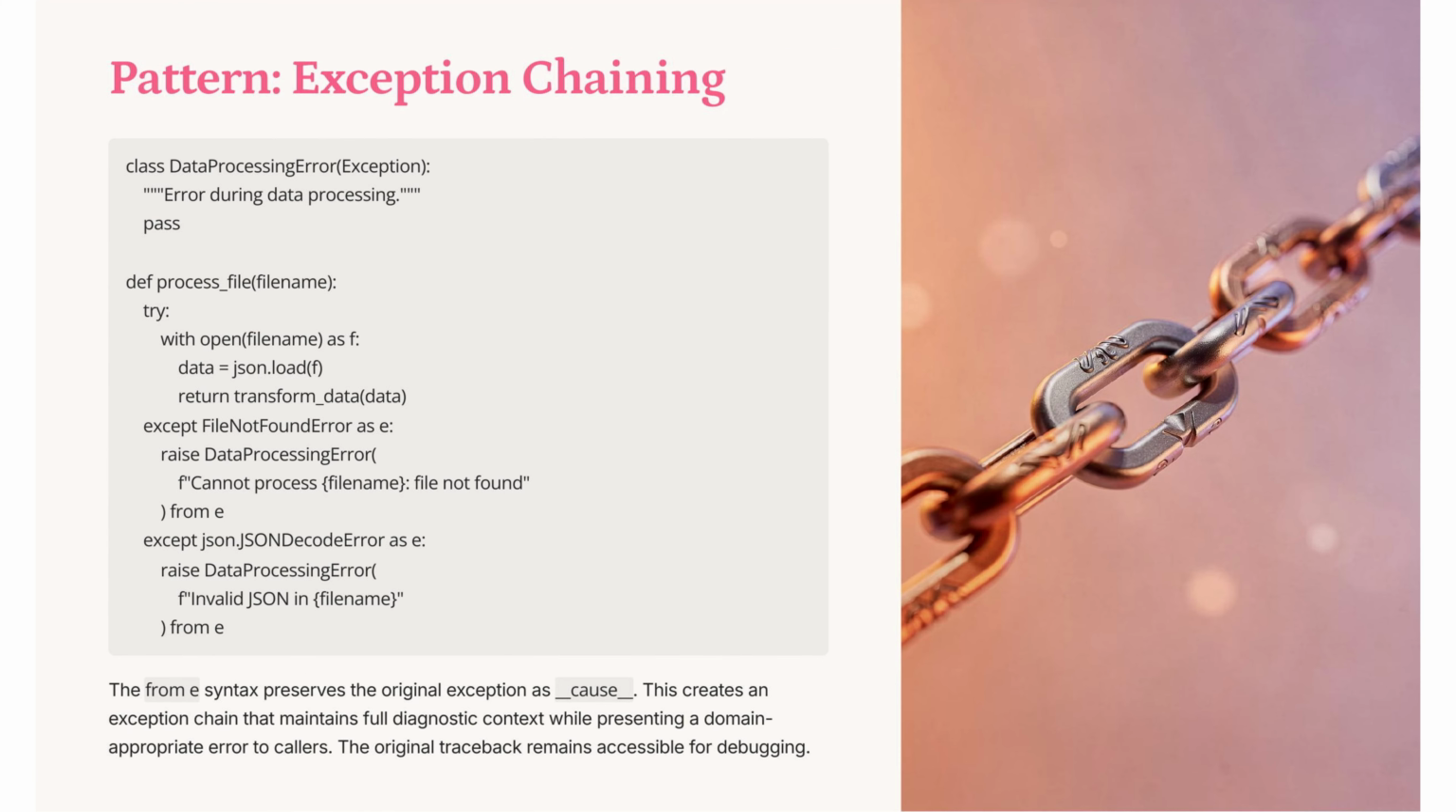Exception chaining enhances error handling by preserving the original exception context. In data processing, if a file is missing or JSON is invalid, a DataProcessingError is raised, linking back to the original error. This maintains a complete diagnostic trail, aiding in debugging while providing a clear, domain-specific error message.